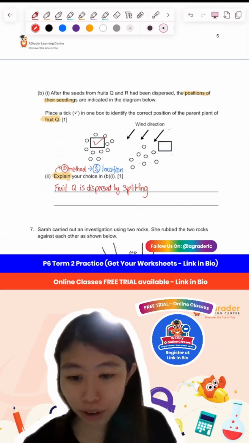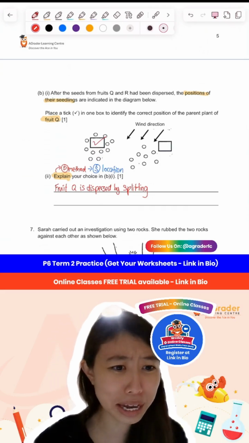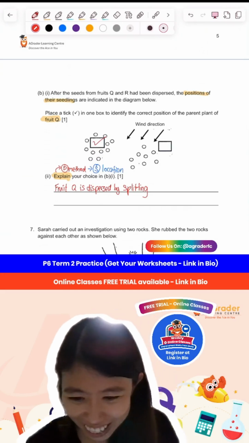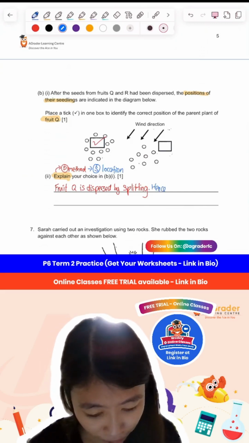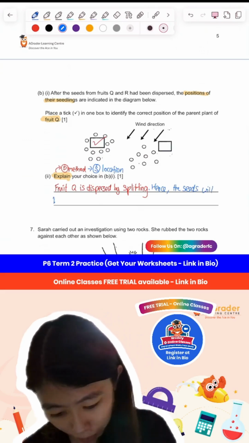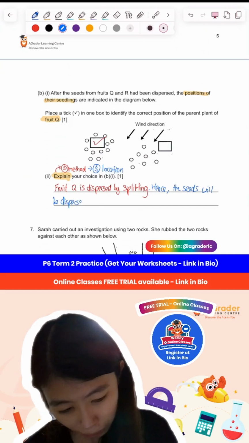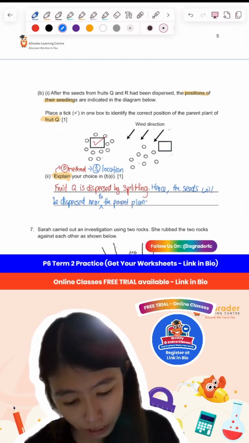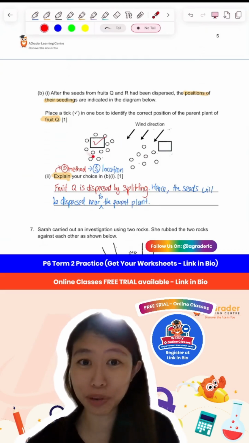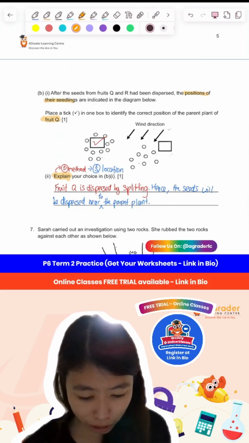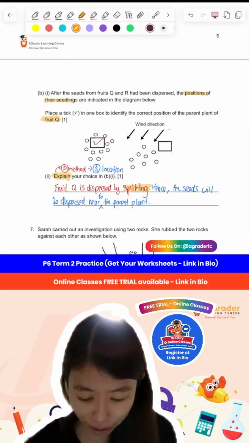Oh, near the parent plant. Very good. Don't need to say about 2 meters away. Hello, I'm not calling you to measure. Okay, so you'll say hence the seeds will be dispersed near to the parent plant. So if it's dispersed near to the parent plant, the one on the left should be the correct one. The one on the right seems further away. So you must mention it is by splitting, or explosive action is fine as well.